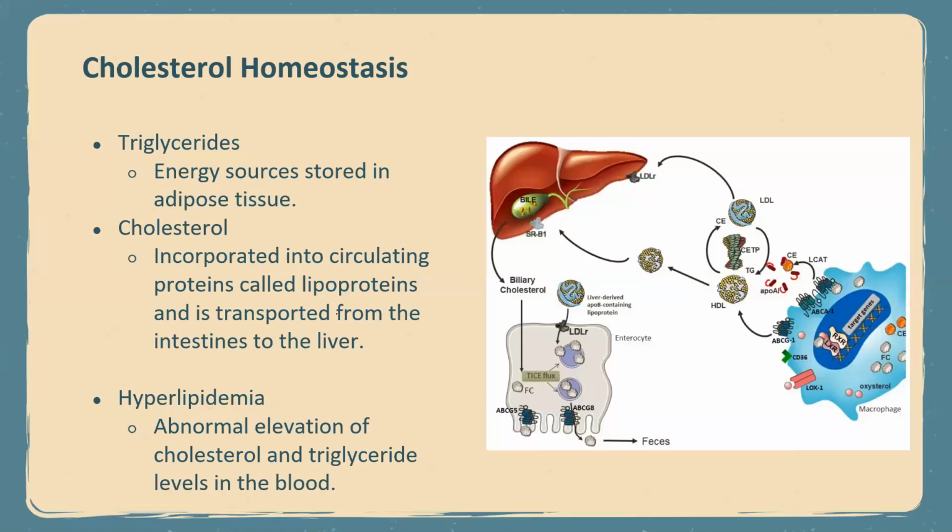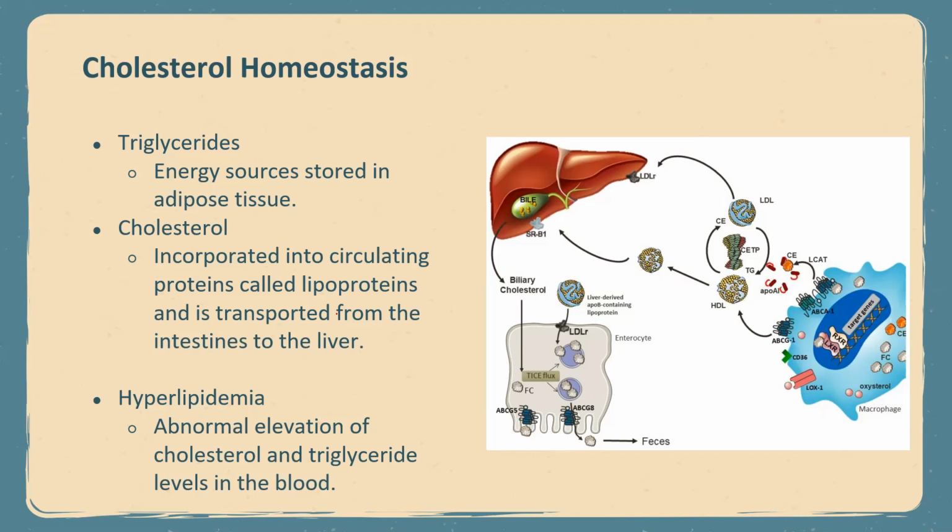As we all know, when dietary fat is taken into the body, it is absorbed in our small intestine to form our triglycerides and our cholesterol. These are the two main components of the lipids in the body. Remember that triglycerides are the energy source in the adipose tissue, while cholesterol is incorporated into circulating proteins called lipoproteins, and it is transported from the intestine to the liver.